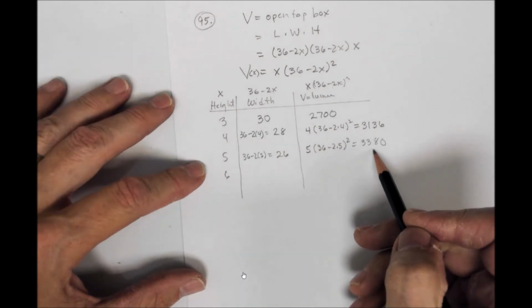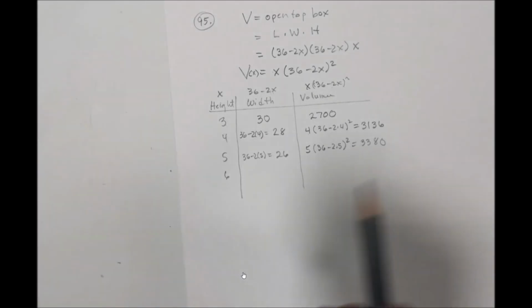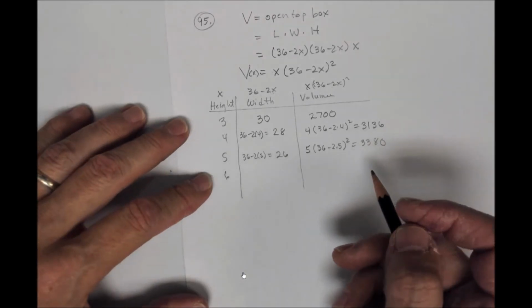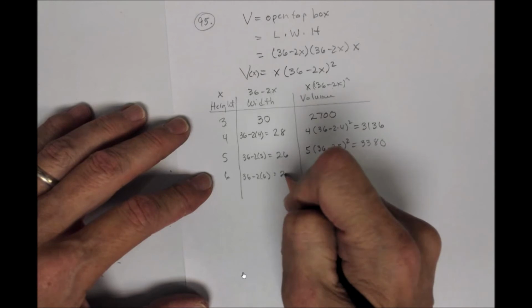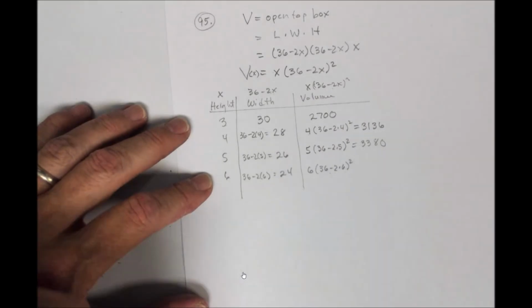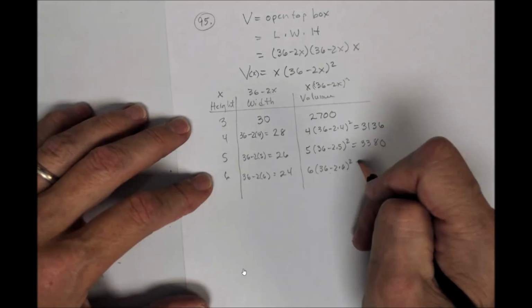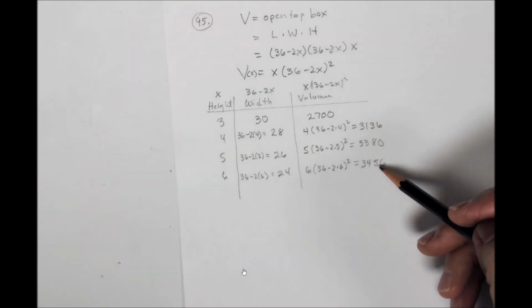But eventually that's going to change, because if you make it taller and taller and taller, the base gets smaller and smaller, and so you get a real skinny looking rectangular prism, and it's not going to hold as much. So 6, that'd be 36 minus 2 times 6. That's 36 minus 12 is 24. 6 times 36 minus 2 times 6 squared. So 24 squared, I think, is 576. Let me check to make sure. It is, times 6. I get 3456.